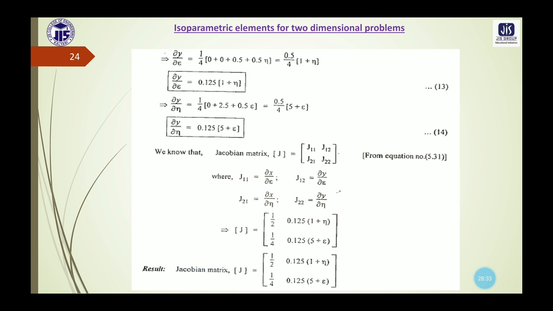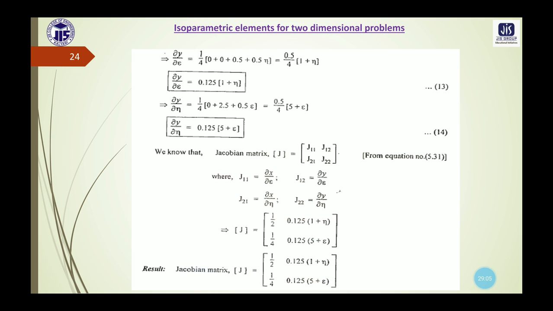Now to calculate the Jacobian matrix, we need to write the matrix first. The Jacobian matrix equals a 2 by 2 matrix of J11, J12, J21 and J22. Here the value of J11 is del x del epsilon, then J12 is del y del epsilon, and J21 is del x del eta, and J22 is del y del eta.